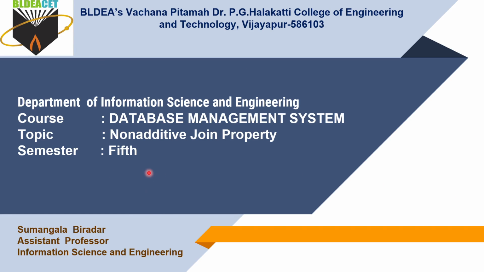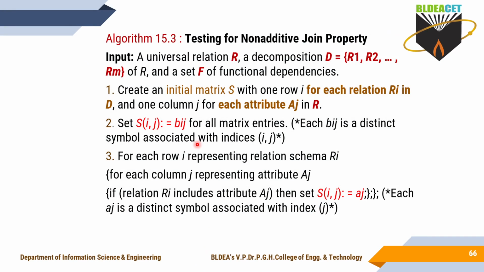So hello students, in this video let's discuss one of the algorithms, that is the non-additive join property. In relational decomposition, if you decompose a relation into multiple relations, and after that you join those relations again, the information you get must be non-additive. We call this the non-additive join property, or lossless join property. So how do we check that? For checking that, one of the algorithms available is testing for non-additive join property.